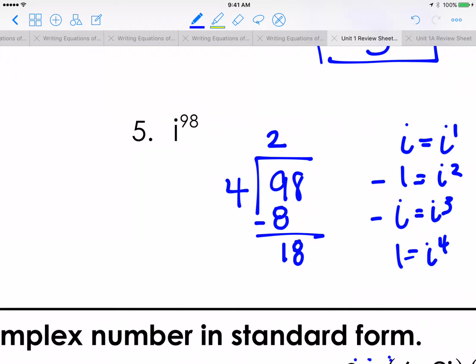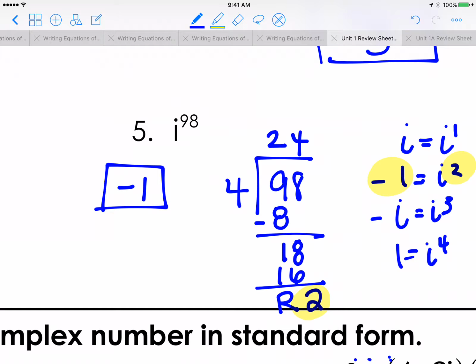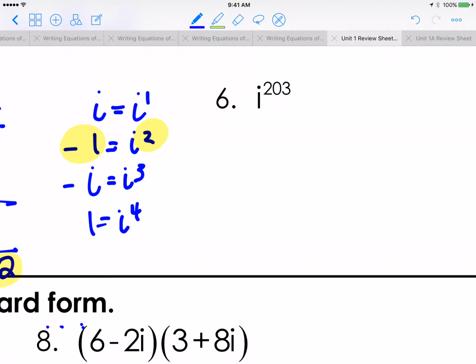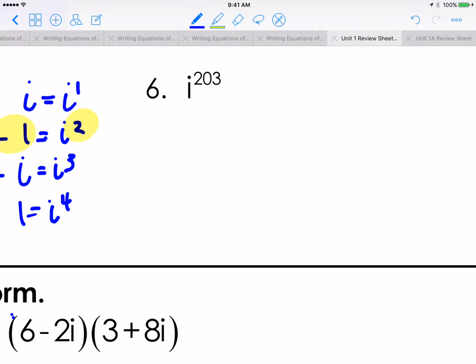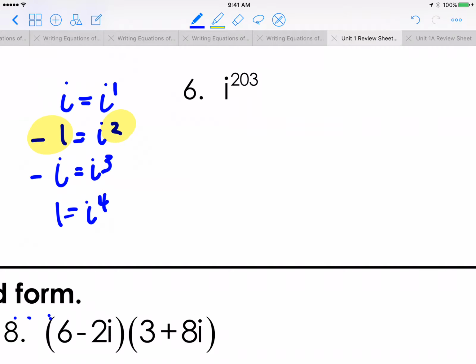How many times will 4 go into 18? 4 will go into 18 4 times. So 4 times 4 is 16 with a remainder of 2. So then that 2 is associated with that i squared. So the answer would be negative 1. Okay, next. We'll just stick with this i to the 1, negative 1 pattern over here.